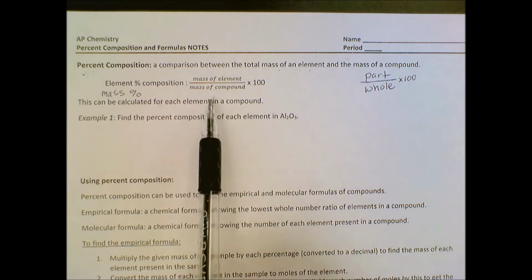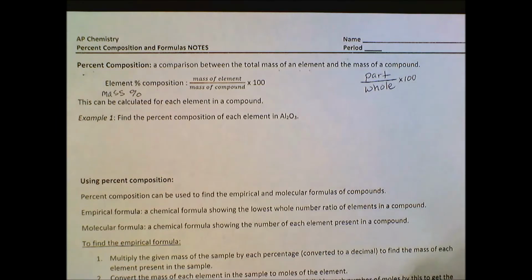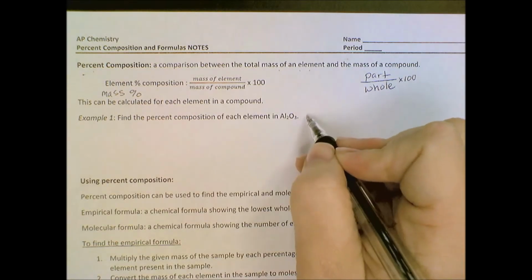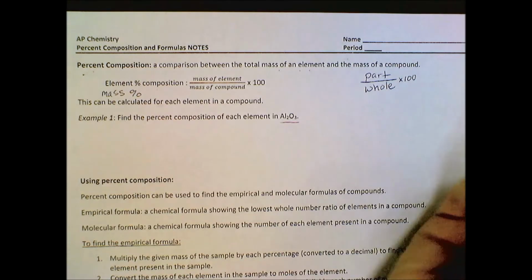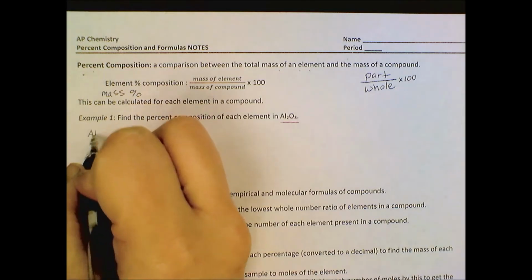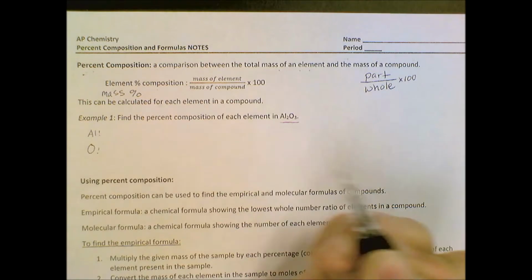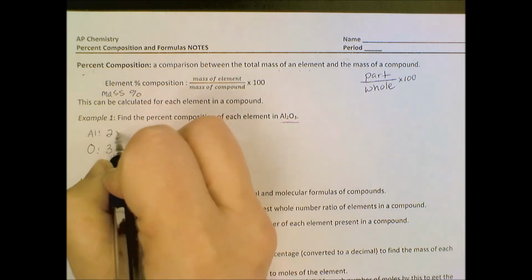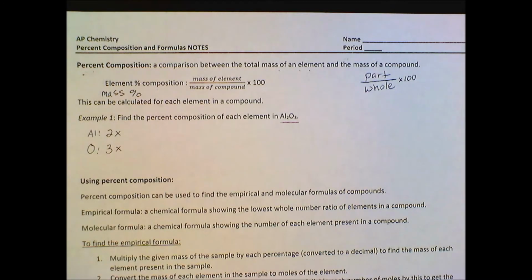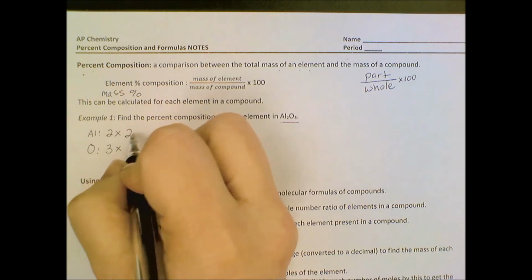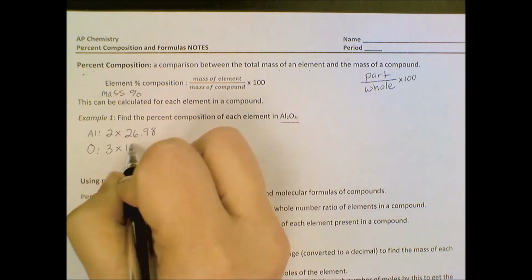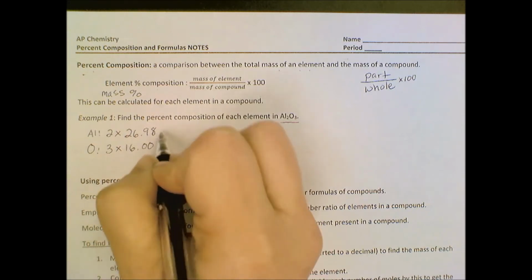The place we're going to get these masses from is our periodic table. So as an example, we'll take a look at this one. First thing to do is to find the molar mass of this chemical. So we've got aluminum and oxygen. We've got 2 aluminum atoms, 3 oxygen. We want to multiply by their molar masses. Aluminum is 26.98 grams per mole, and oxygen is 16.00.